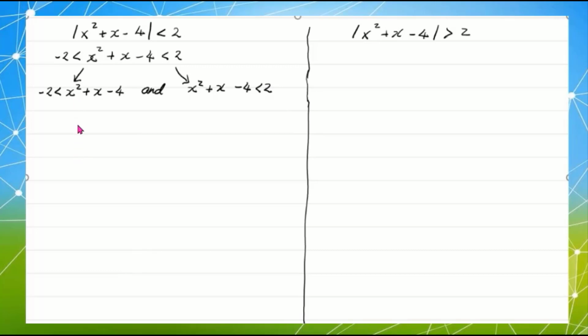Now we need to solve these two inequalities separately. First, we write x power 2 plus x minus 4 greater than negative 2. Then we shift all the terms to the left hand side. Then we factorize the quadratic, and it becomes x plus 2 multiply x minus 1.